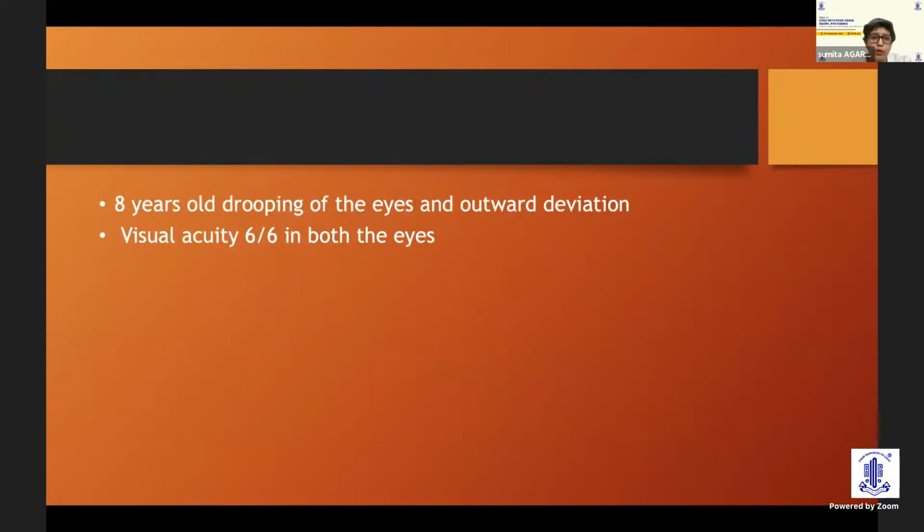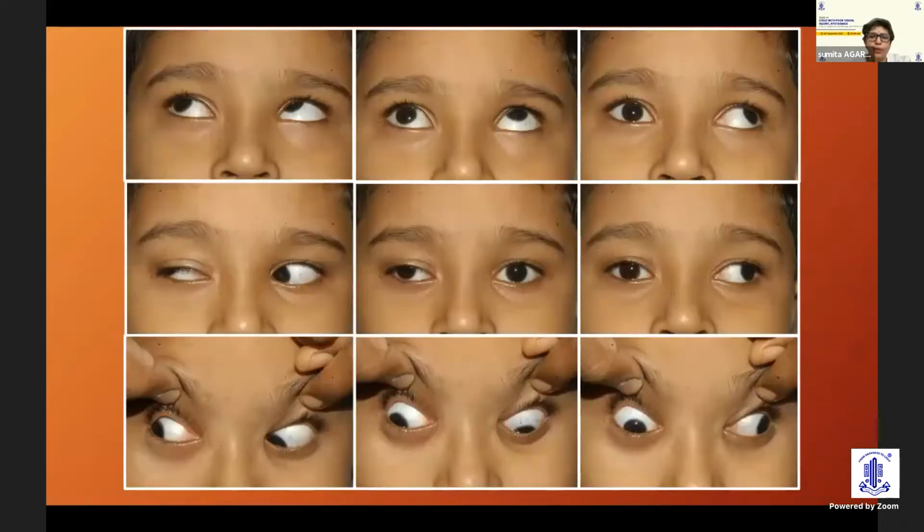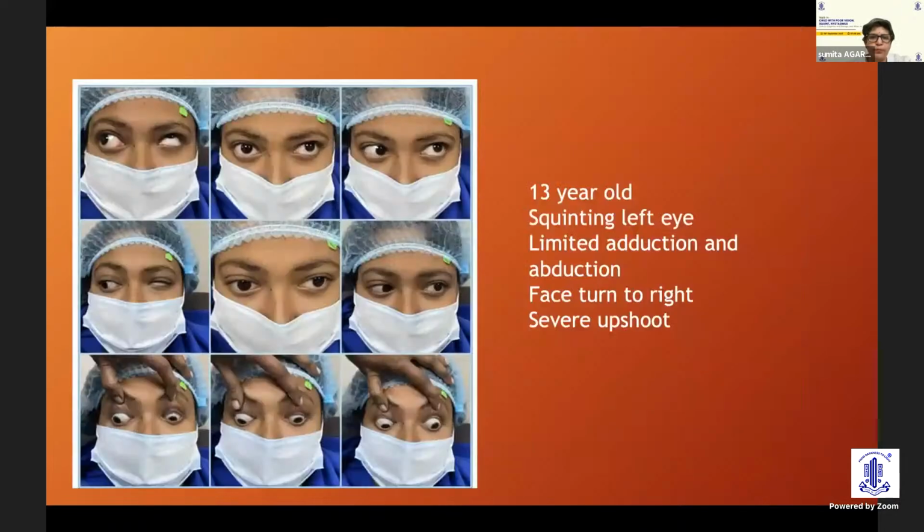This is an 8-year-old who has come to me with drooping of the eyelid and outward deviation, visual acuity again 6/6 in both eyes. And this is his 9-gaze picture. Again, you can see there is ptosis and limitation of movements, a classical congenital third nerve palsy, again presenting with exotropia, which the parents noticed.